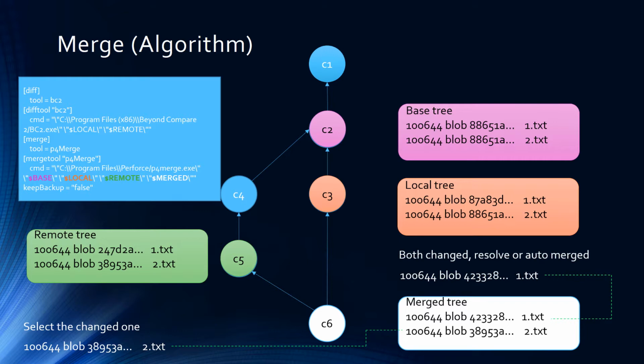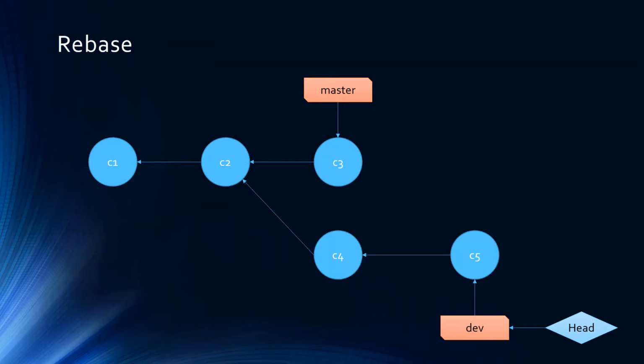Now let's talk about the rebase. In Git, there are two main ways to integrate changes from one branch into another, the merge and the rebase. So what's the difference between merge and rebase? Let's first see what will happen if we use rebase instead of merge in the last case. The same target, we would like to merge the dev branch into master branch.